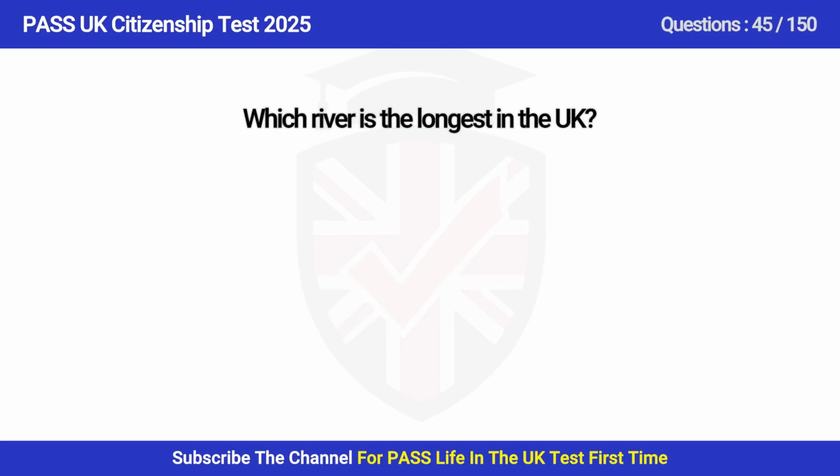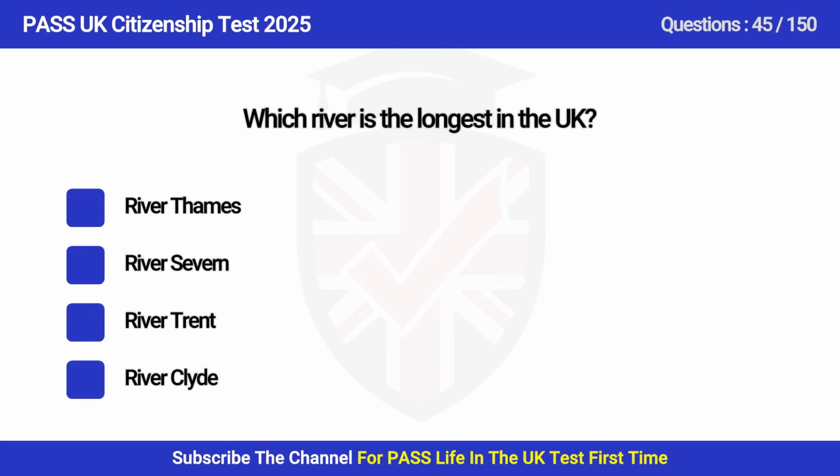Question 45. Which river is the longest in the UK? A. River Thames, B. River Severn, C. River Trent, D. River Clyde?